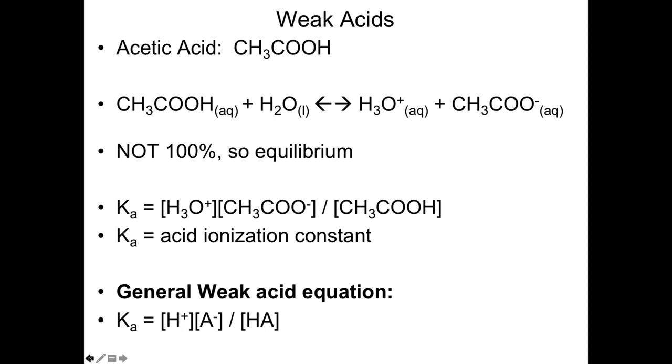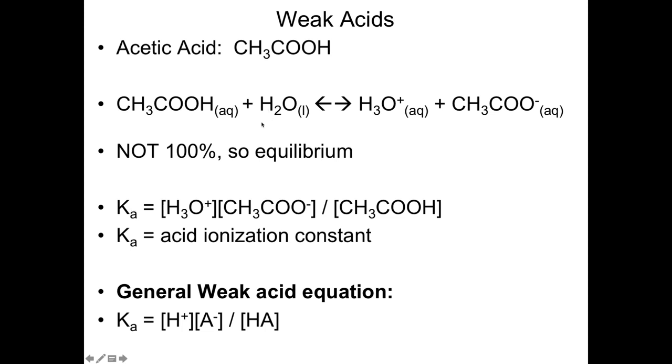CH3COOH. When you put acetic acid into water, it will break down, and you will have the hydrogen dropping from the acetic acid going to water to get H3O plus. But it's not going to be 100%. And so therefore, it's going to have an equilibrium. And so what happens is we need a Ka for that.